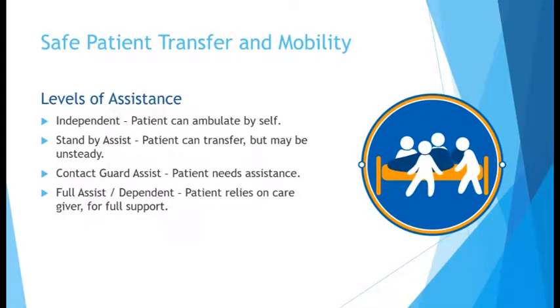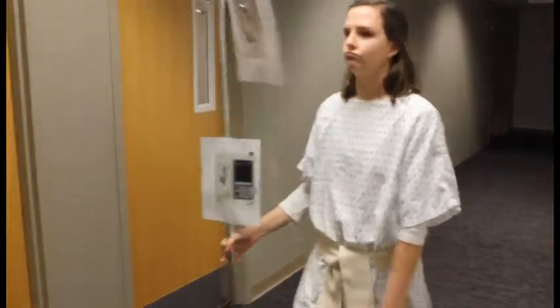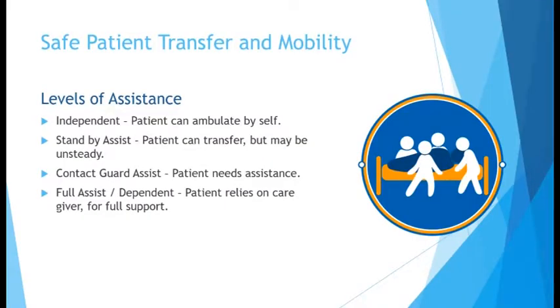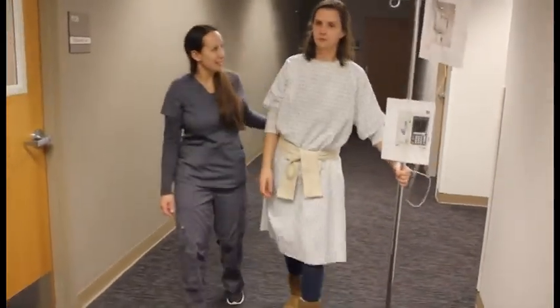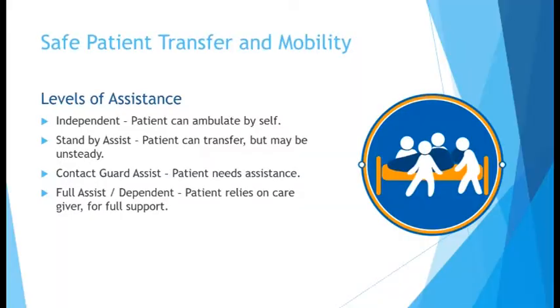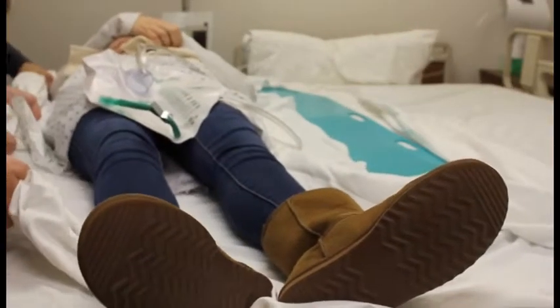Levels of assistance. Independent patients, which can ambulate by themselves. Standby assist, patients which can transfer but may be unsteady. Contact guard assist, patients which need assistance in transferring. Or full or dependent assist, patients which rely on caregivers for full support.